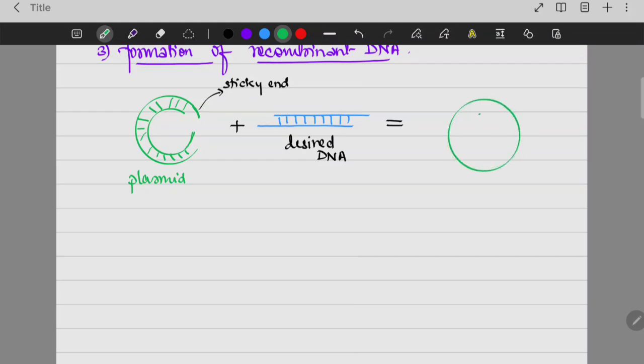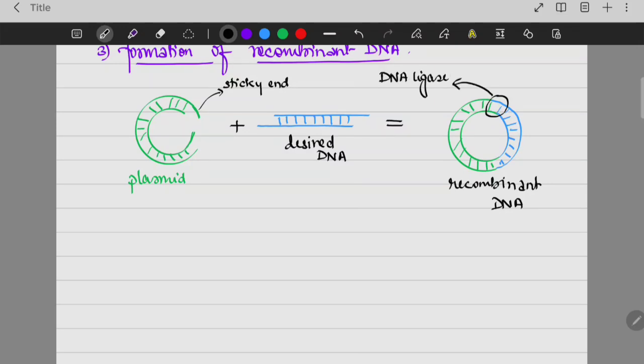So what will it look like? It will look something like this. So we are getting this one. This is the recombinant DNA. This adhering is taking place by the action of DNA ligase. Now this recombinant DNA has to be transported into the host cell.